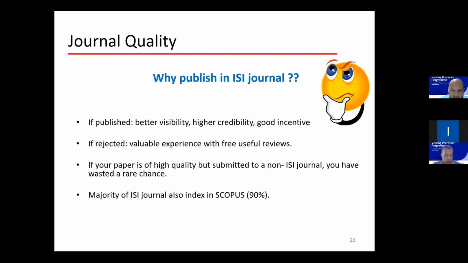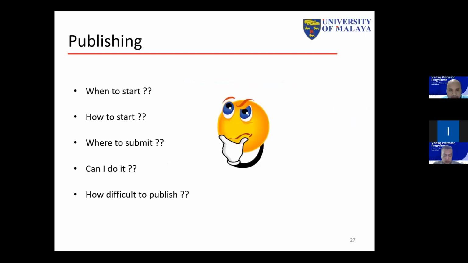Without review process, because the number of papers is too many nowadays, especially from China. There are a lot of researchers there. So that's why they try to minimize the number of papers, because there are too many. Okay. And at the same time, the majority of the ISI journals are also indexed in Scopus. More than 90% indexed in Scopus.